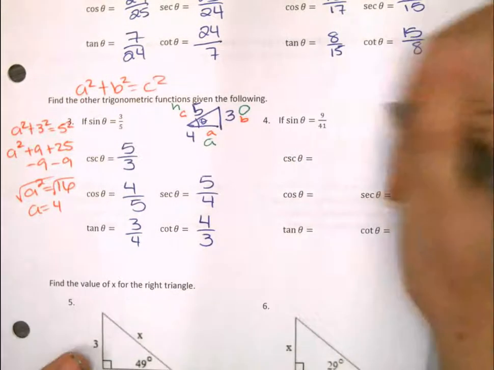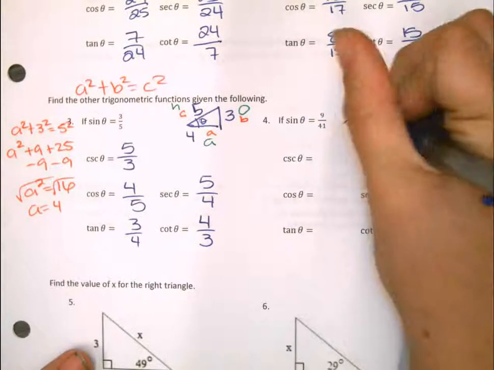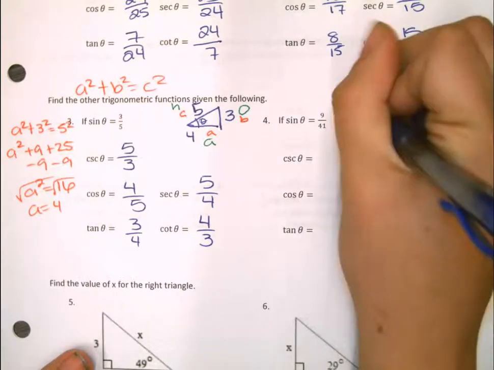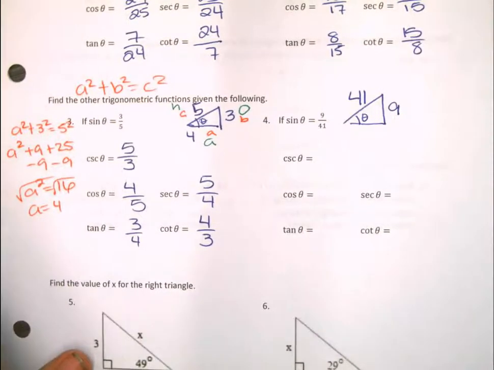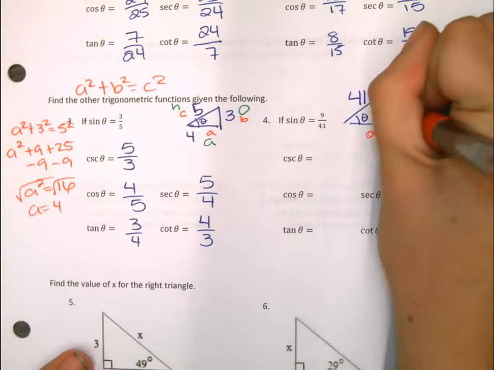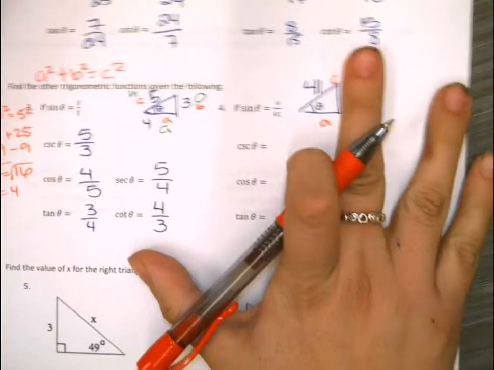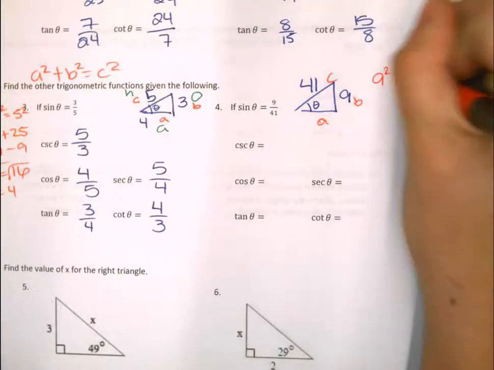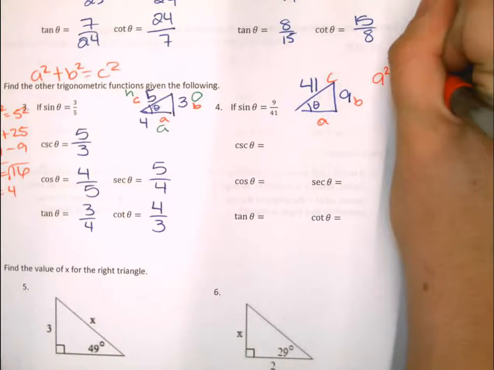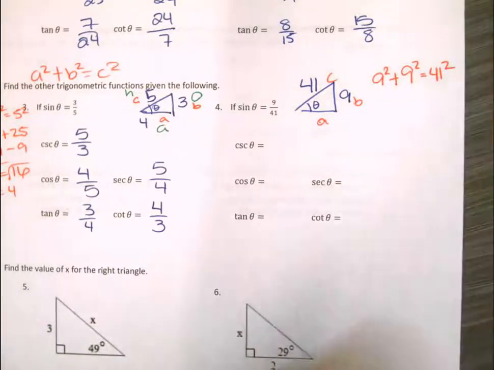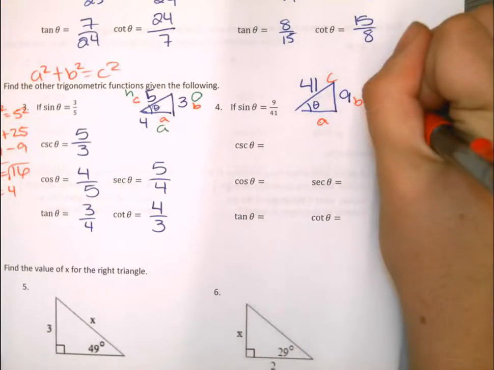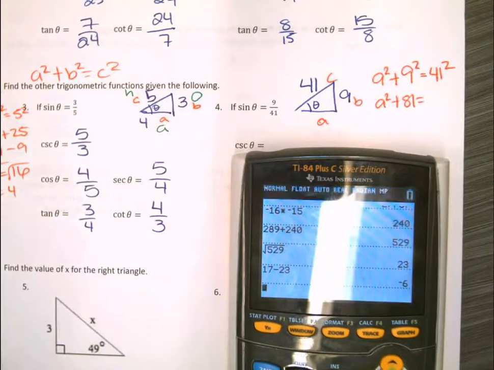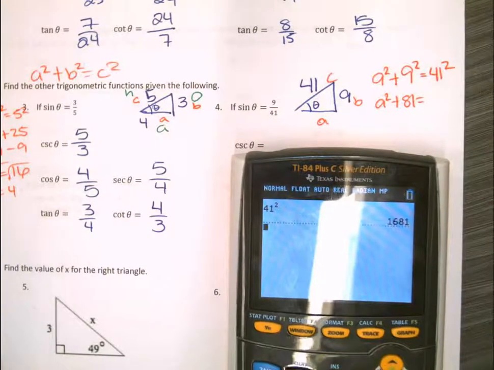I'm going to do the same thing for number 4. Starting off by drawing my triangle. This is my theta, opposite over hypotenuse for this triangle. Then I'm going to go ahead and label A, B, and C so I can find my side length. So I have A squared plus 9 squared equals 41 squared. A squared stays the same, 9 squared is 81. I do not know what 41 squared is. So we're going to check on the calculator. 41 squared is 1681.